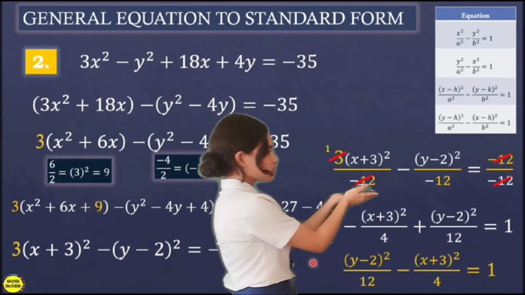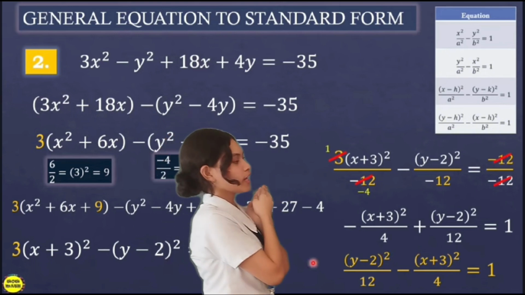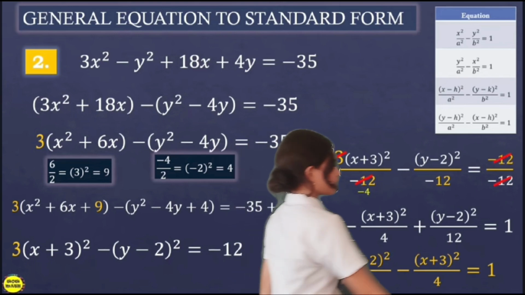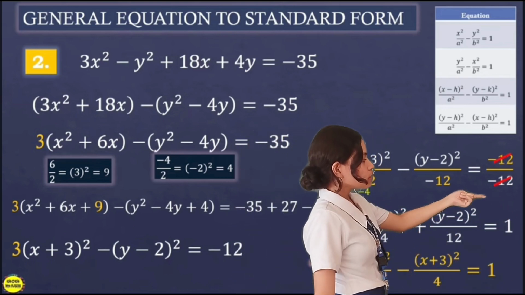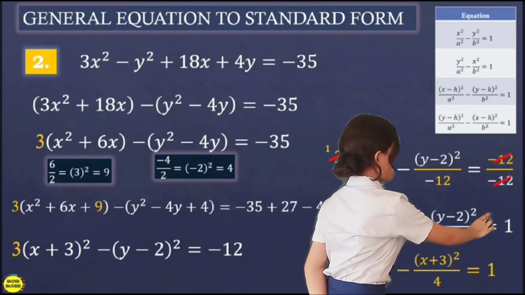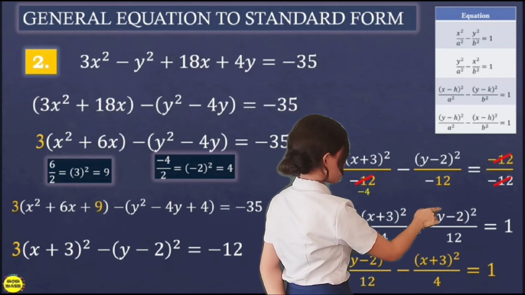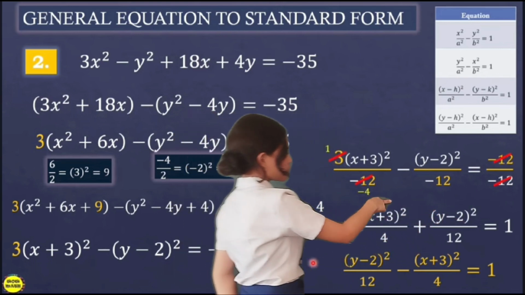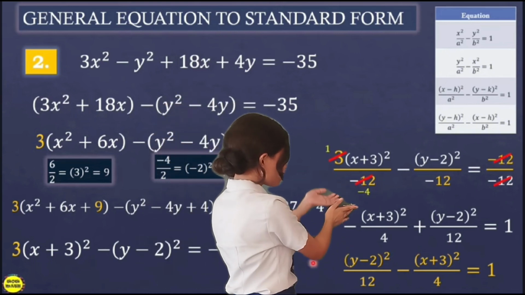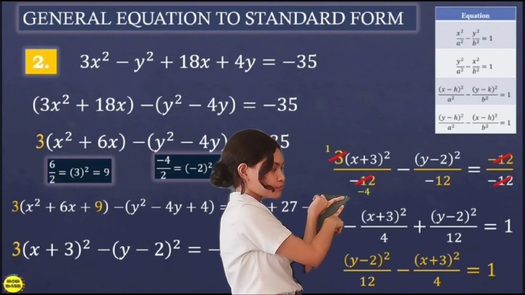So from this, we can easily turn this hyperbola equation into a standard form by dividing both sides by negative 12, since this should be equal to 1. So negative 12 divided by negative 12. Y plus 2 squared divided by negative 12. 3x plus 3 squared divided by negative 12. So here, negative 12 divided by 4, so we have negative 4.